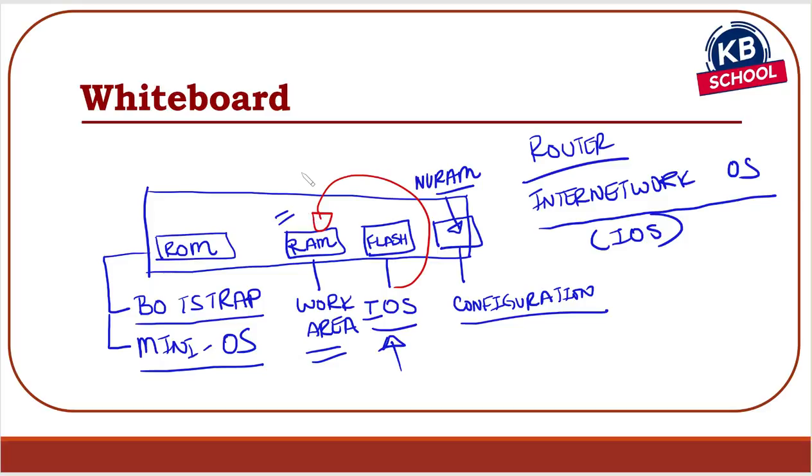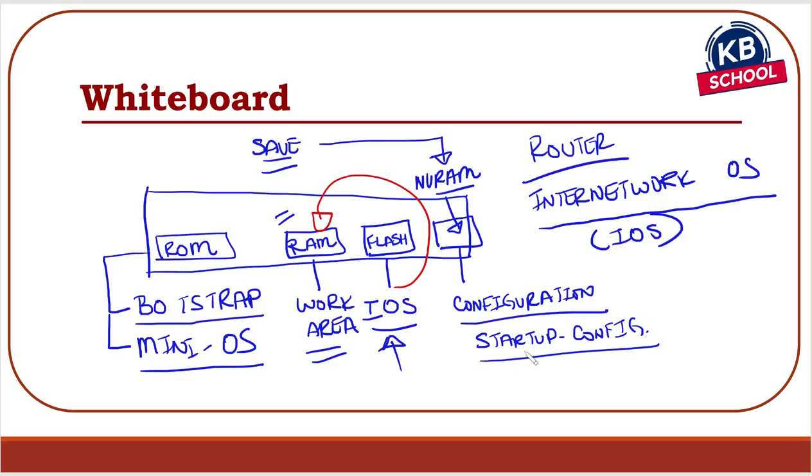So what you do is, you as the administrator, once you're done with the configuration, will save, just like you save a word processing file or a spreadsheet, you save the file to NVRAM. The name of the file on NVRAM that is stored is called the startup config file. So whatever configuration is done, you save it to your NVRAM. The name of the file is called startup config.